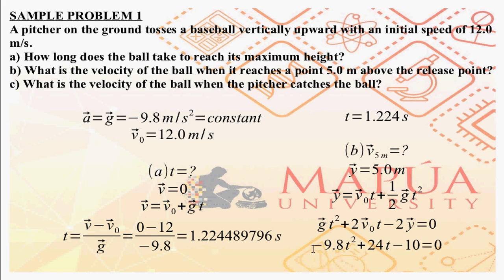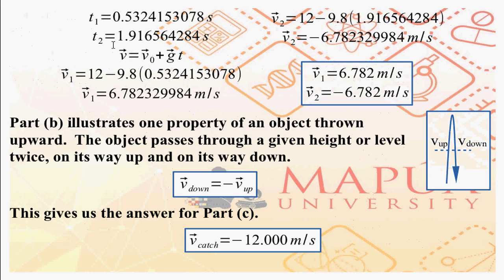Solution to a quadratic equation, rather, using your quadratic formula. The solution to a quadratic equation will give you two answers. You have T1 and T2. T1 is equal to 0.5324153078 seconds. T2 is equal to 1.916564284 seconds. Both values of time are positive.